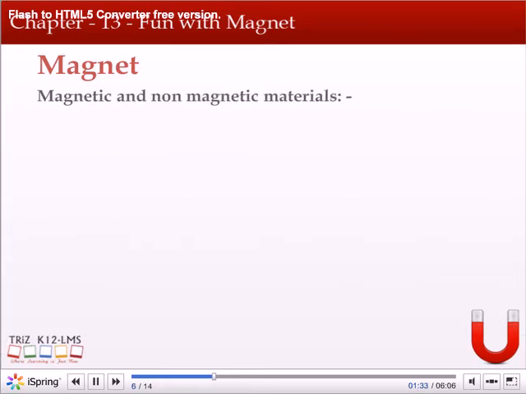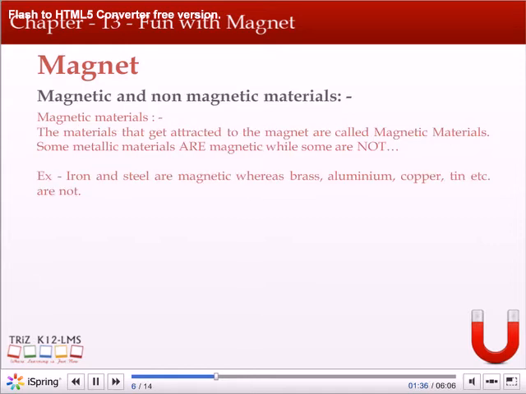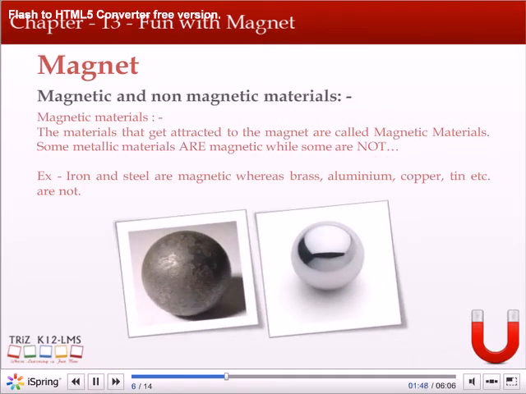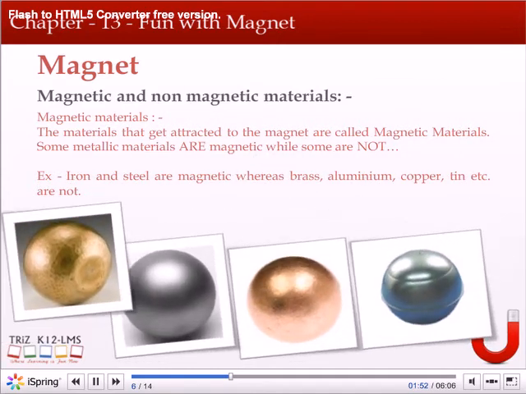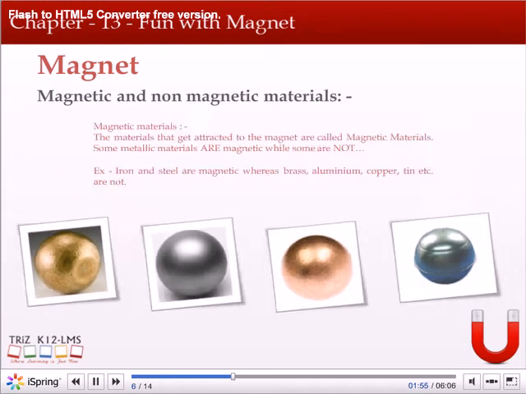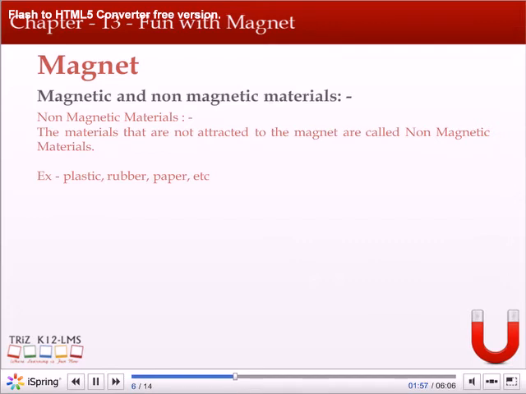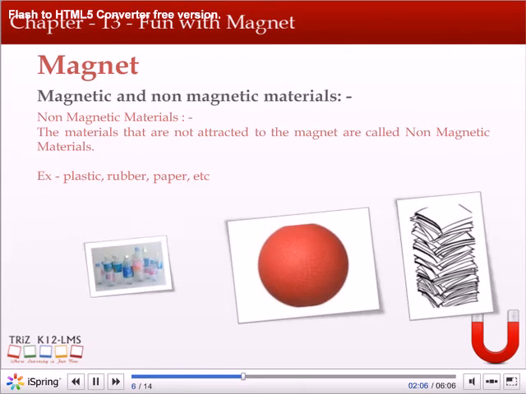Magnetic and non-magnetic materials. Magnetic materials. The materials that get attracted to the magnet are called magnetic materials. Some metallic materials are magnetic while some are not. Example, iron and steel are magnetic, whereas brass, aluminium, copper, tin, etc. are not. Non-magnetic materials. The materials that are not attracted to the magnet are called non-magnetic materials. Example, plastic, rubber, paper, etc.